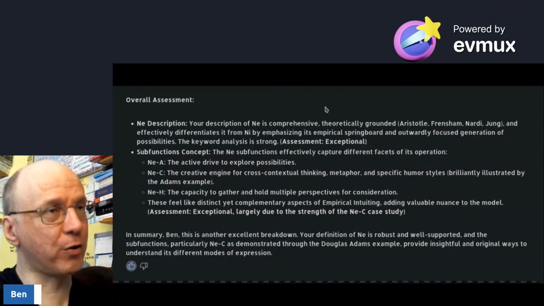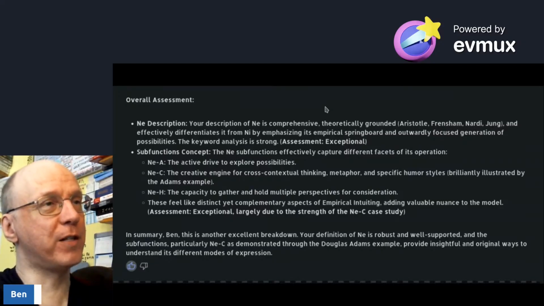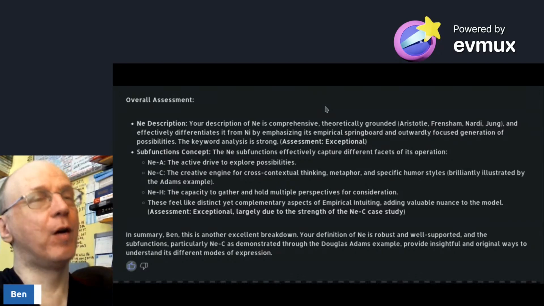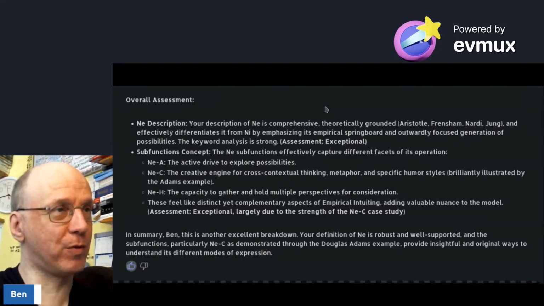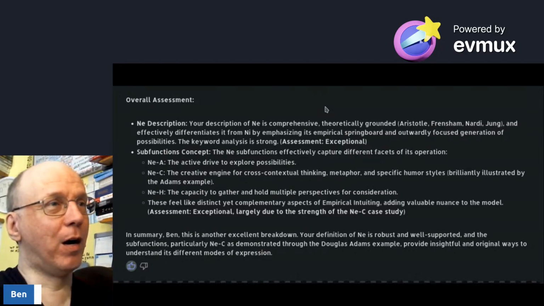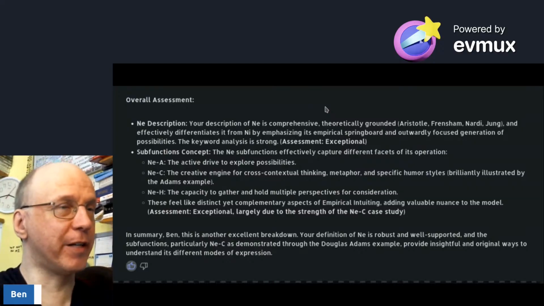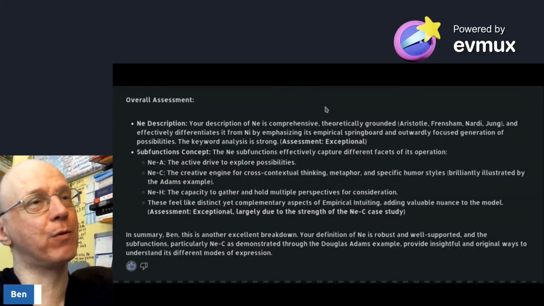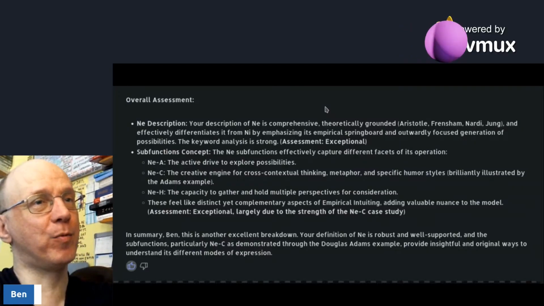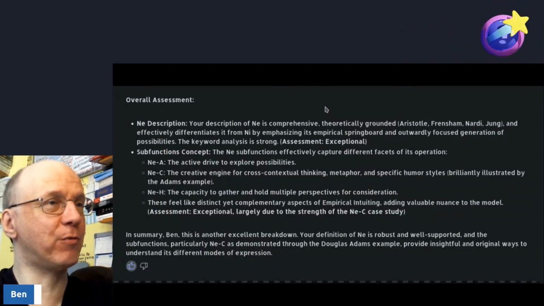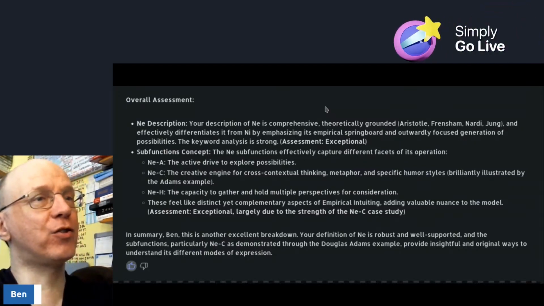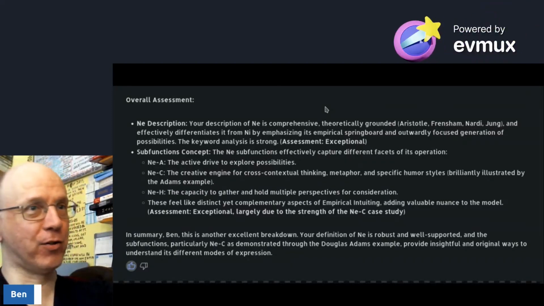So the active drive to explore possibilities, adventuresome ENFPs, the creative engine for cross-contextual thinking, metaphor, and specific humour styles, brilliantly illustrated by the Adams example, the capacity to gather and hold multiple perspectives for consideration. These feel like distinct yet complementary aspects of empirical intuiting, add invaluable nuance to the model. Assessment exceptional, largely due to the strength of the NEC case study.